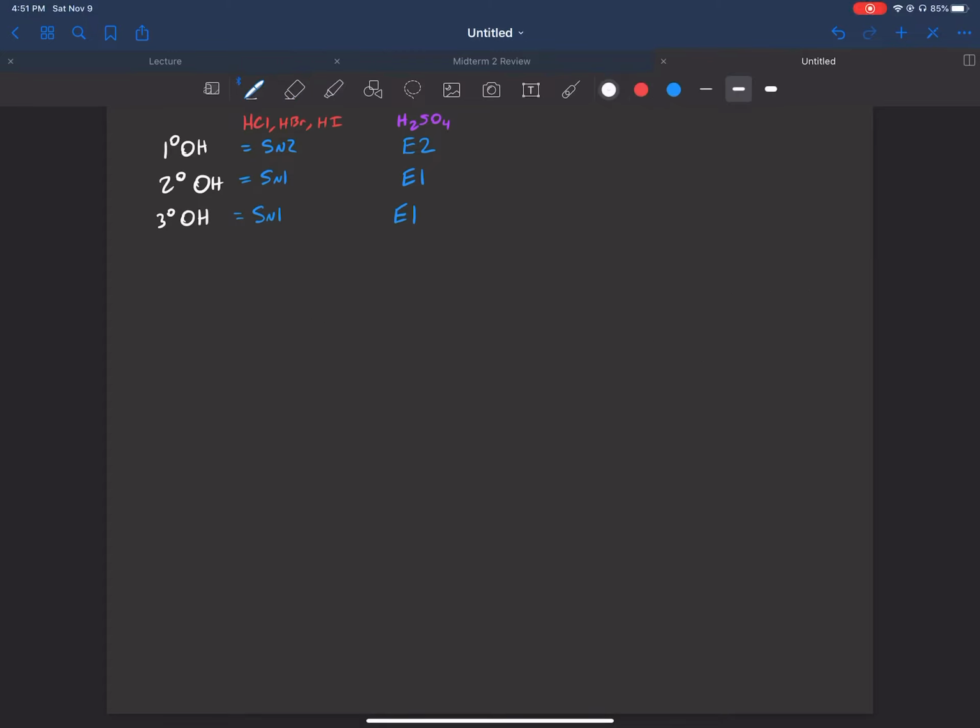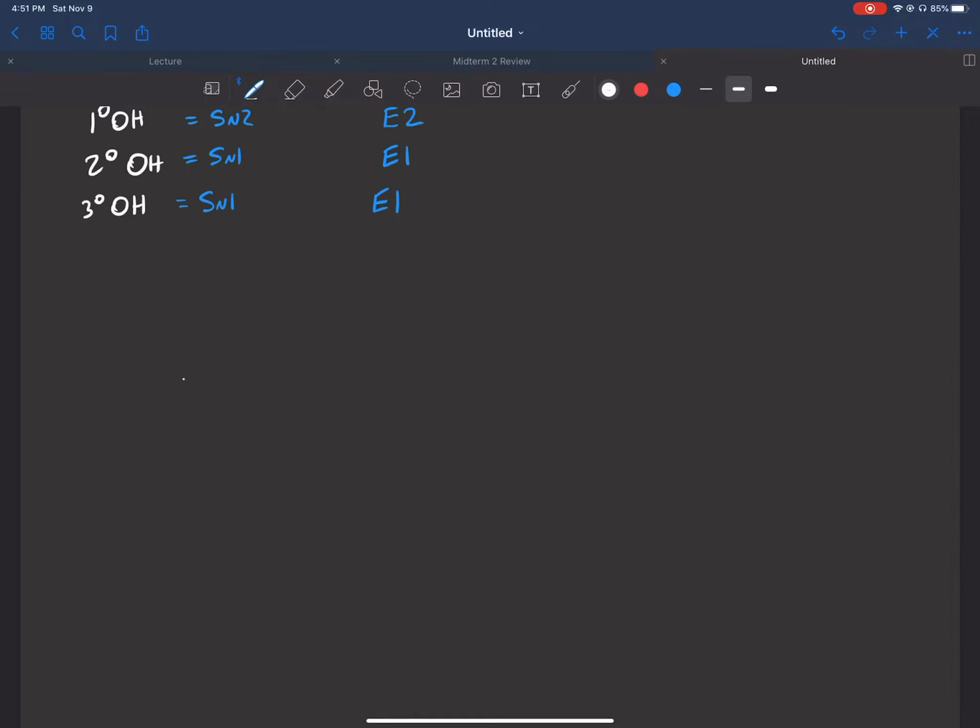Now, we have a few other reagents that we can use, okay? And what I just showed you retained stereochemistry. These next two, or next three actually, do not, okay? So let's say I give you something like this. All right, now there's a couple that we can have here.